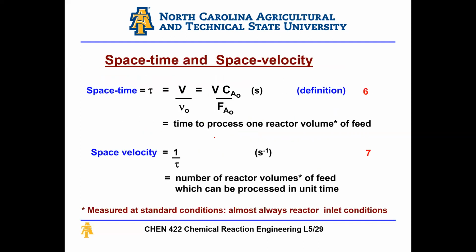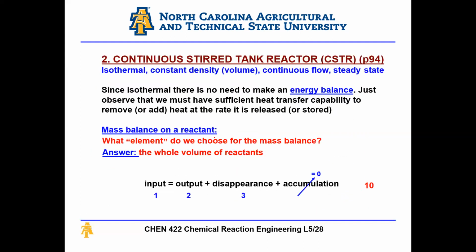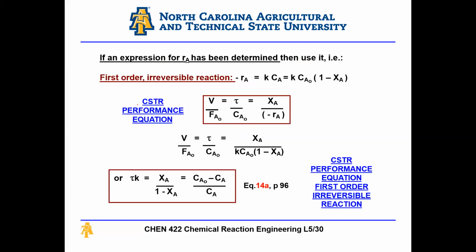The performance equation for a CSTR is basically this. This is the general performance equation up here: V over FA naught is equal to tau over CA naught is equal to XA over minus RA. Then you plug in the equation for minus RA, whatever it is, if it's kCA, kCA squared, whatever it is. Here the volume is in meters cubed. This is your molar flow rate, in moles per time.